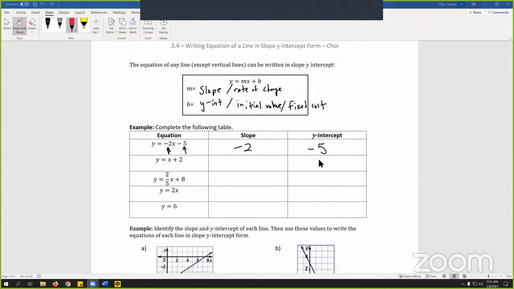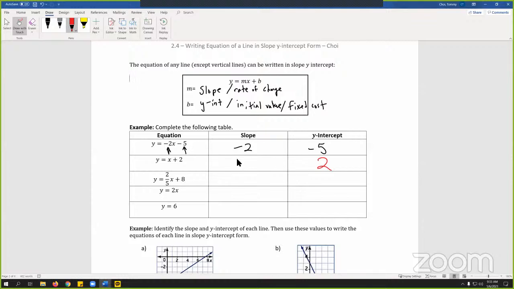The y-intercept is positive 2, that is correct. The slope is not 0. It's 1. And so remember, whenever there's no number in the front, it's going to be a 1. Because if it was 0 times x, the x would be gone. So the y-intercept is correct. Just wanted to fix the slope here. It's 1.